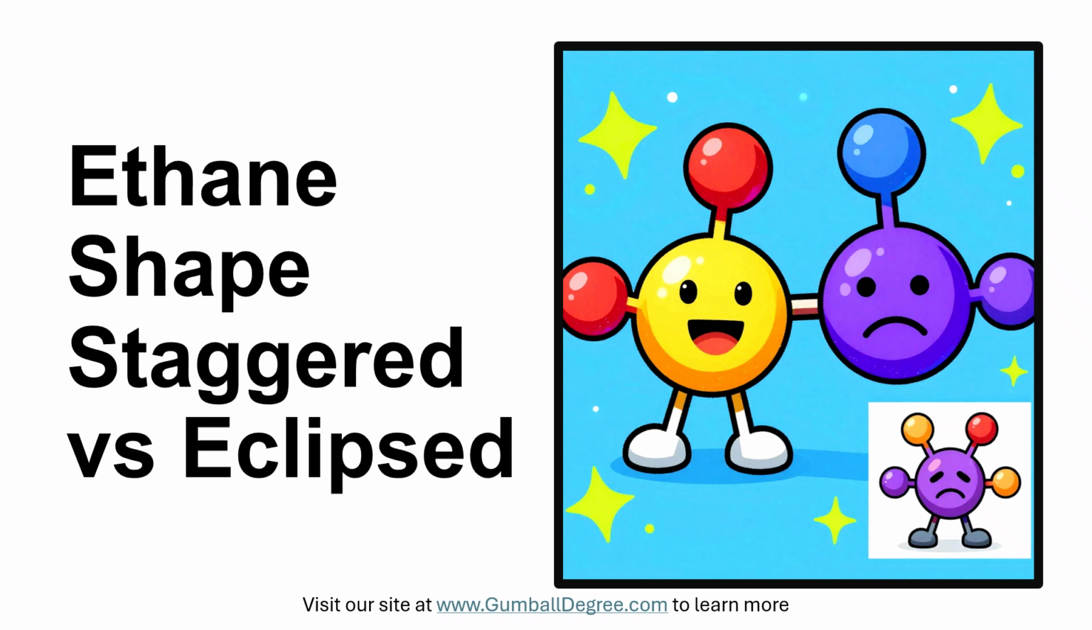Ethane has two tetrahedral methyl groups, connected by a single carbon-carbon sigma bond, and its lowest energy shape is the staggered conformation, where the hydrogens on one methyl group are rotated, so they sit between the hydrogens on the other methyl group, minimizing torsional strain.